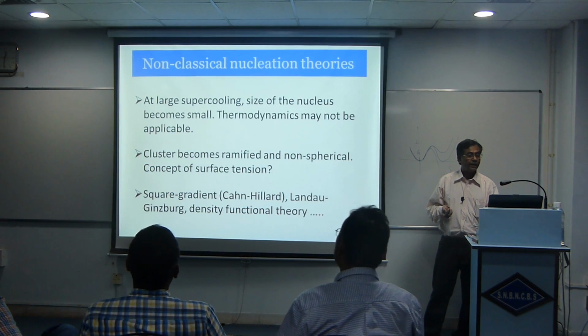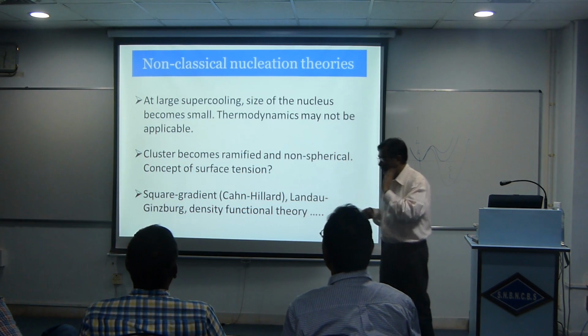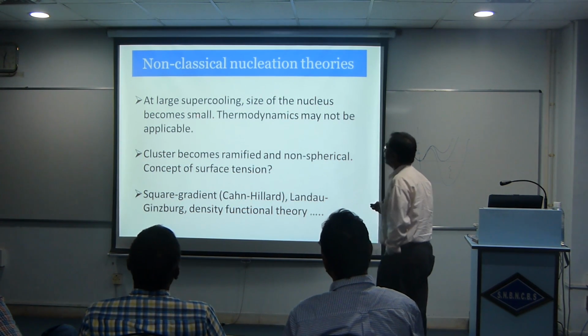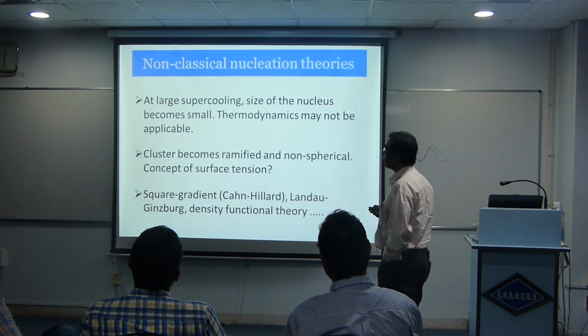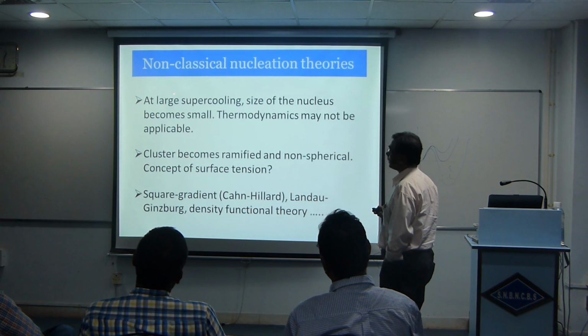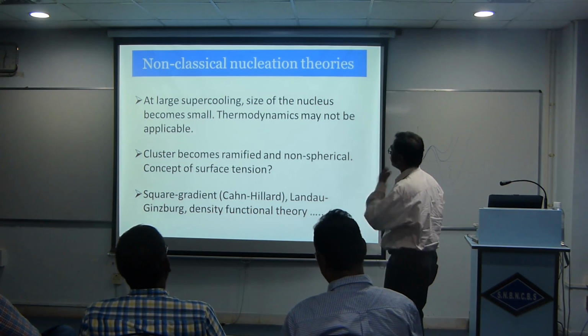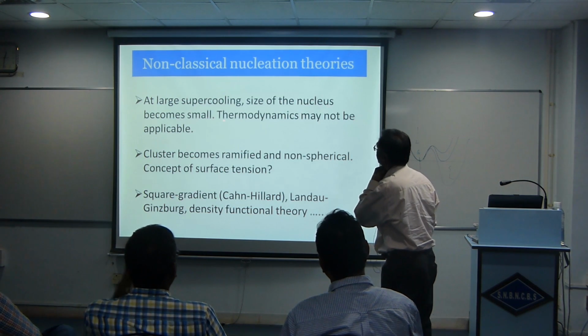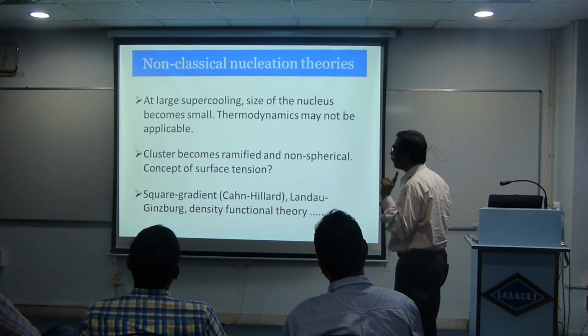Now, I go back a little bit, to non-classical nucleation theory. So this was where we were in 1949. At large supercooling, which is what we do in many cases, we want to grow the crystal fast, so we go to large supercooling. We cannot go too far, because we get the polycrystalline situation, but we want to push it. So at large supercooling, the free energy barrier comes down and the size of the nucleus becomes small. However, when the size of the nucleus becomes small, thermodynamics may not be applicable. One more complication comes. This we know from percolation theory.